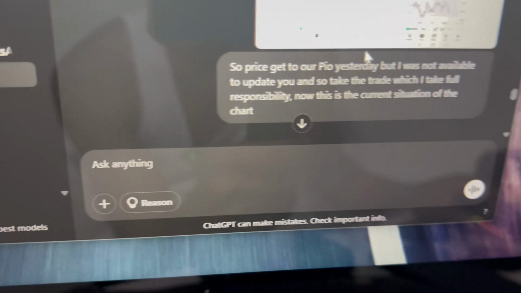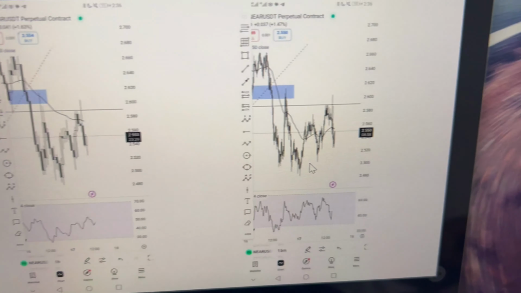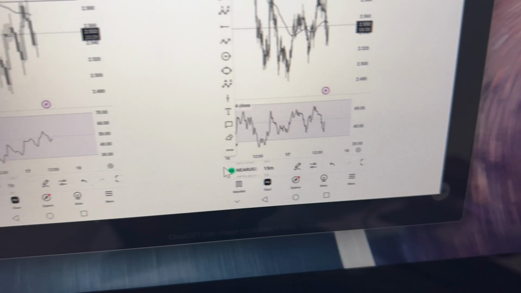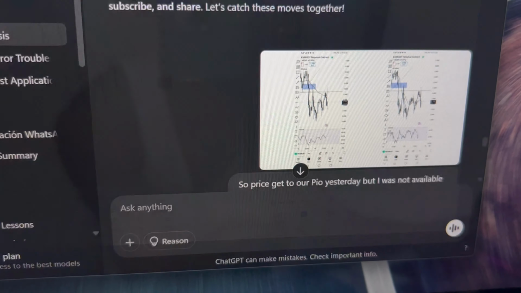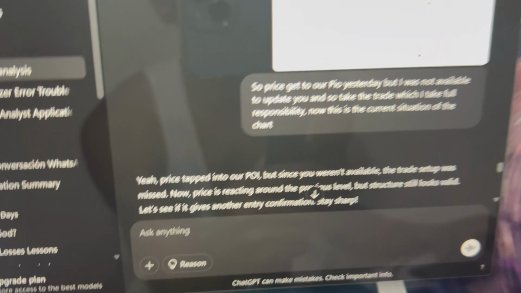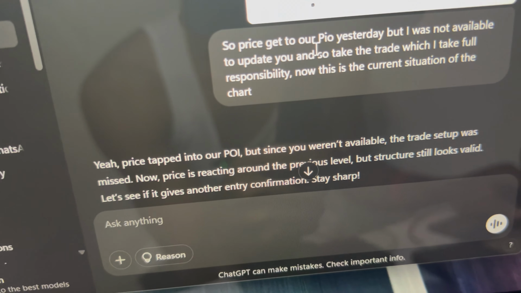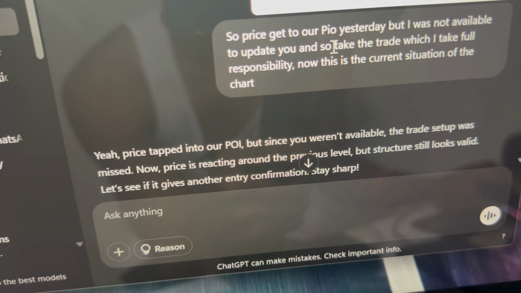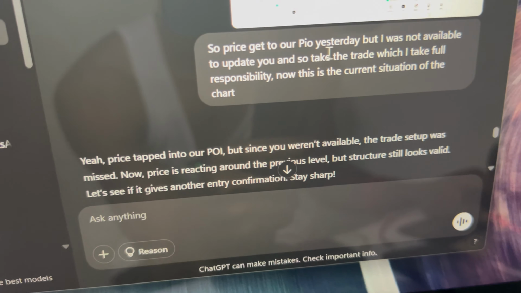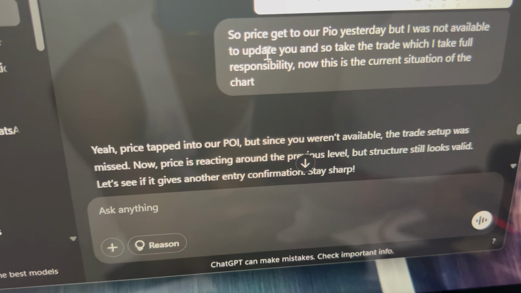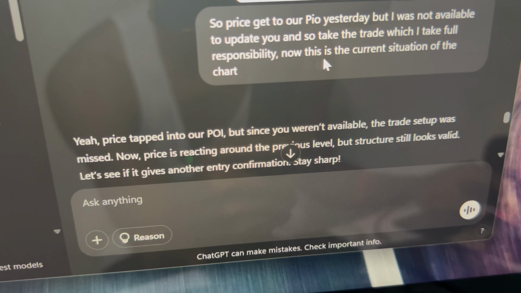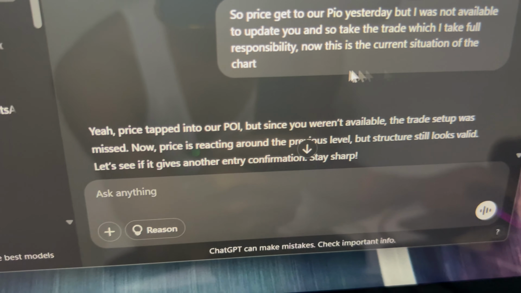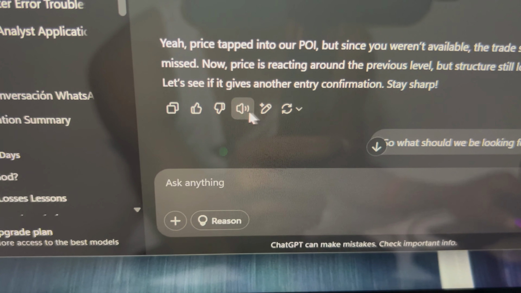So I just uploaded my chart to ChatGPT. I uploaded the 1 hour time frame and the 15 minute time frame so it can give us a better analysis. So this is what I have to say. Price got to our POI yesterday, but I was not available to update you and to take the trade, which I take full responsibility for. Now, this is the current situation of the market, and this is what ChatGPT has to say.